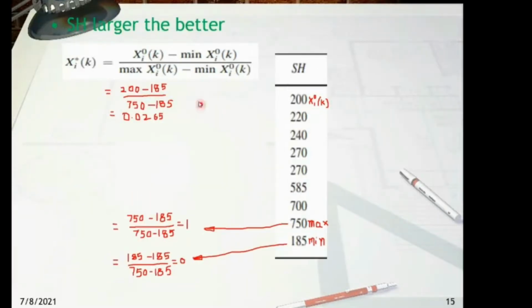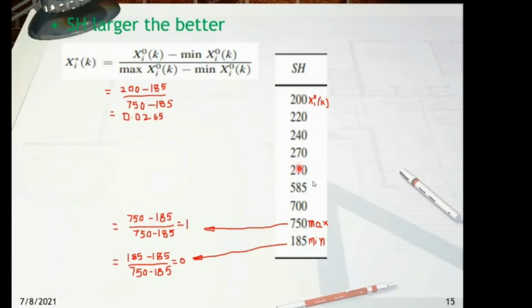So we are going for the second property, that is surface hardness. The larger the better is required, and we are using the first equation. The larger the better. So this x_ik is 200, and maximum is 750, minimum is 185. So 200 minus 185 by 750 minus 185, so it is coming 0.0265. So for the first material, it is 0.0625.